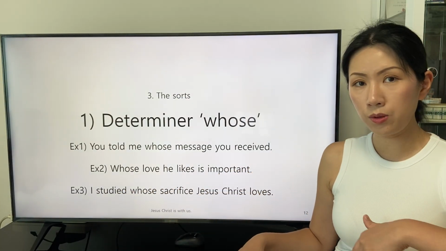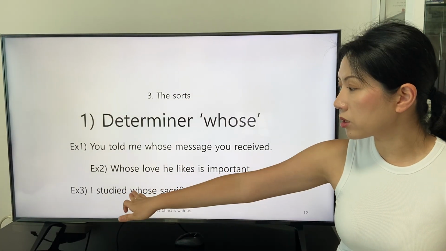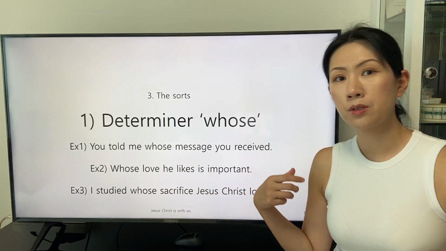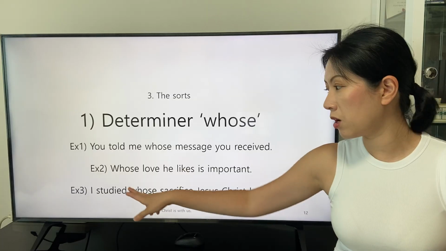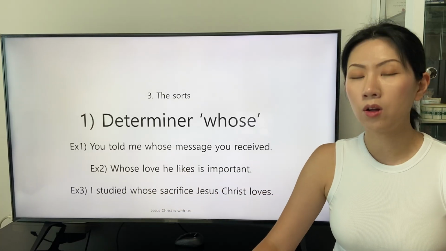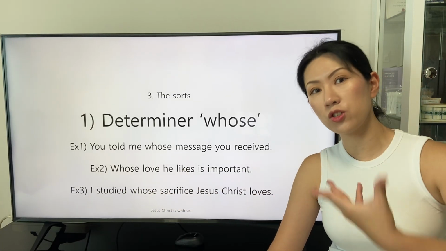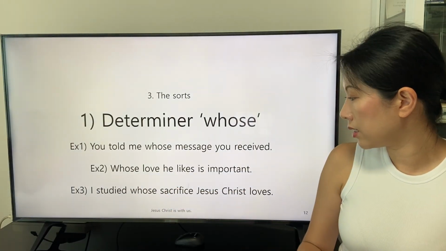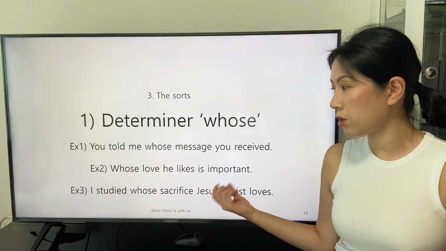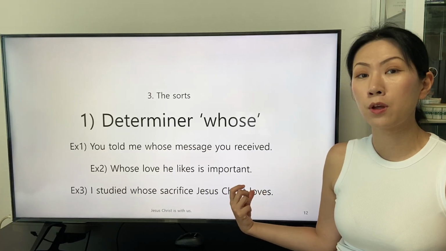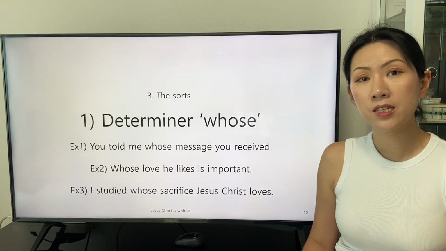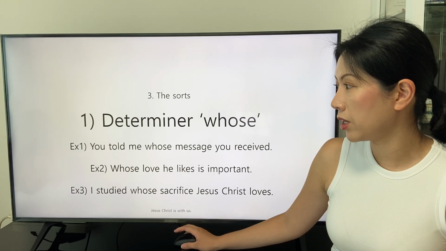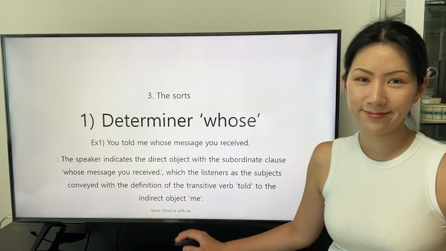And let's look into the subordinate clause. In the subordinate clause, the noun sacrifice forms a phrase with the determiner whose as the subordinating conjunction. And the phrase is the object in the subordinate clause to receive the definition of the transitive verb loves from the subject Jesus Christ. Let's study the sentences one by one in the next class.